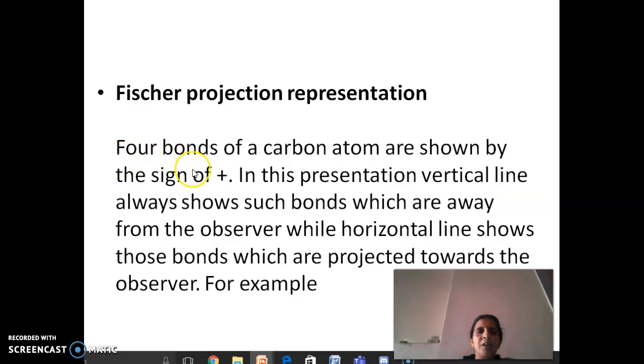In Fischer projection, the four bonds of carbon are shown by a plus sign. In this representation, the vertical line always shows those bonds which are away from the observer, while the horizontal line shows those bonds which are projected towards the observer.